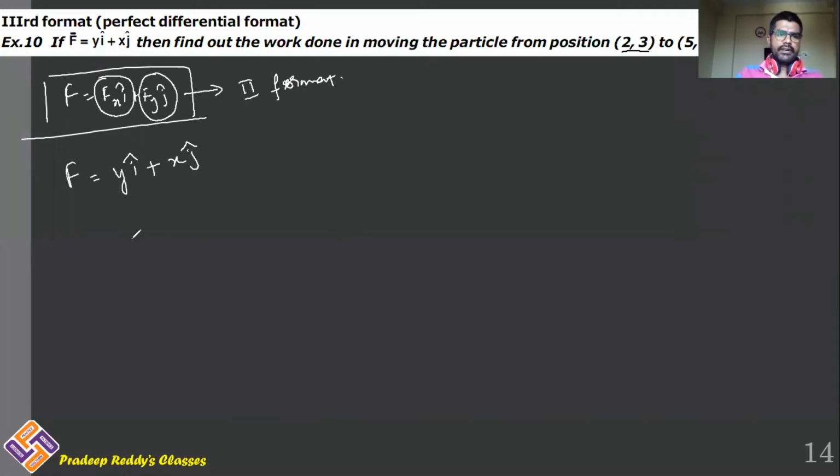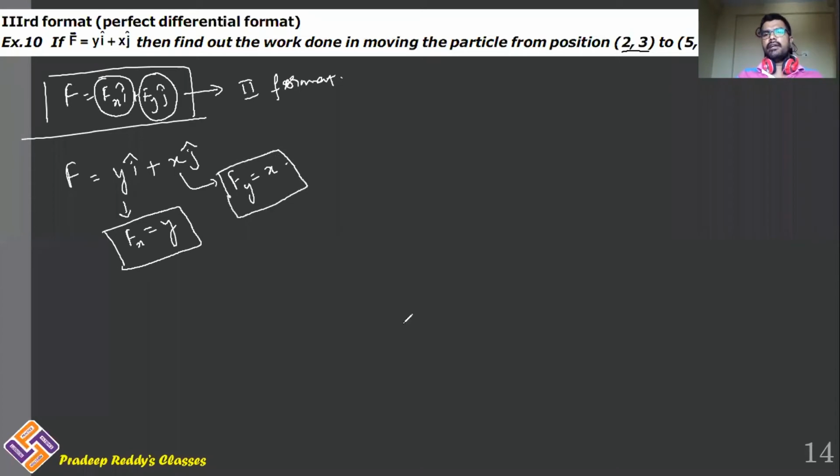Clearly, this is F of x, which is equal to y, and this is F of y, which is equal to x. Force along x-axis is depending upon the y coordinate. Force along y-axis is depending upon the x coordinate. Vice versa. The same thing can happen even in 3 dimensions also, but for simplicity, we are taking 2 dimensions.